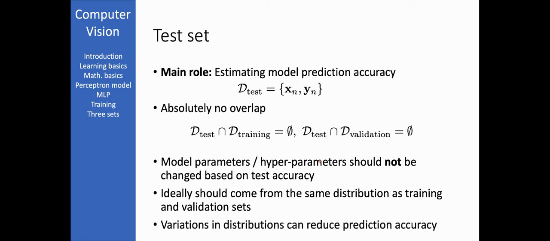Now the variations in the distributions can reduce the prediction accuracy, and that's what's called the domain shift problem. For instance, if I train a model in Sweden, where there's quite a bit of snow and the weather is, in a certain sense, a little bit different.